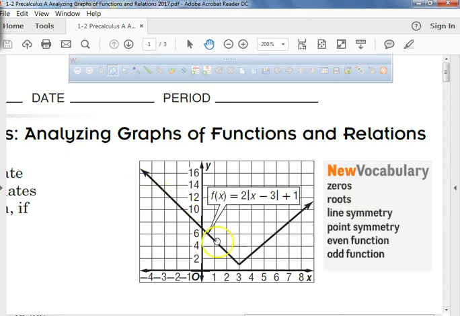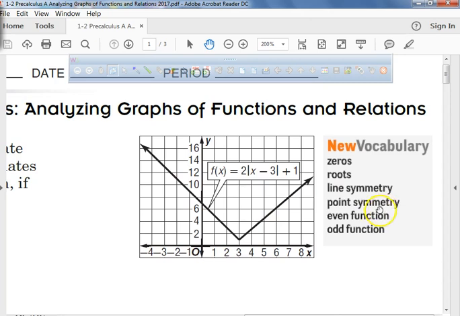Now, if we were to look at this graph, does this graph have any zeros or roots? No, it doesn't, because it doesn't cross or touch the x-axis. All right? So this one does not.